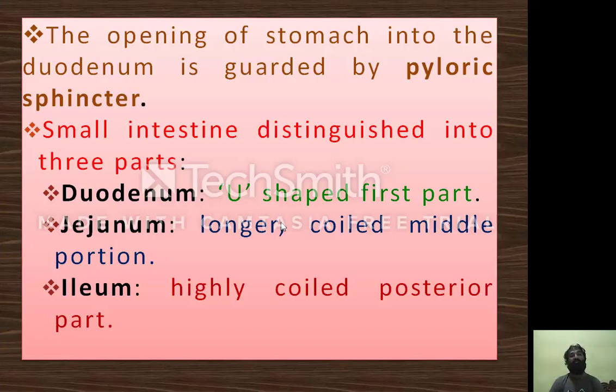By the opening of the pyloric sphincter, a small amount of food material enters the duodenum. The small intestine is divided into three parts, as I already told you. The first is the U-shaped first part, called the duodenum, which lies in the posterior part of the stomach region. Then the longer coiled middle portion is called the jejunum, and the highly coiled posterior part, which is connected with the large intestine, is called the ileum. These are the three parts present in the small intestine.